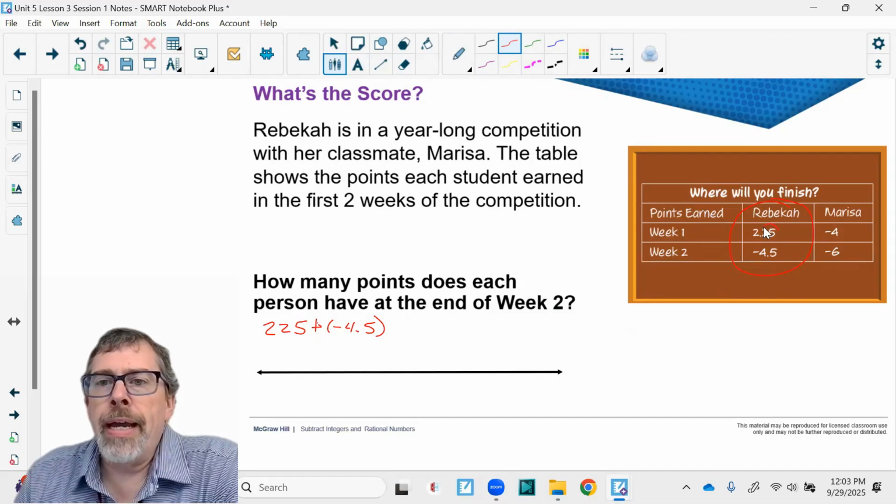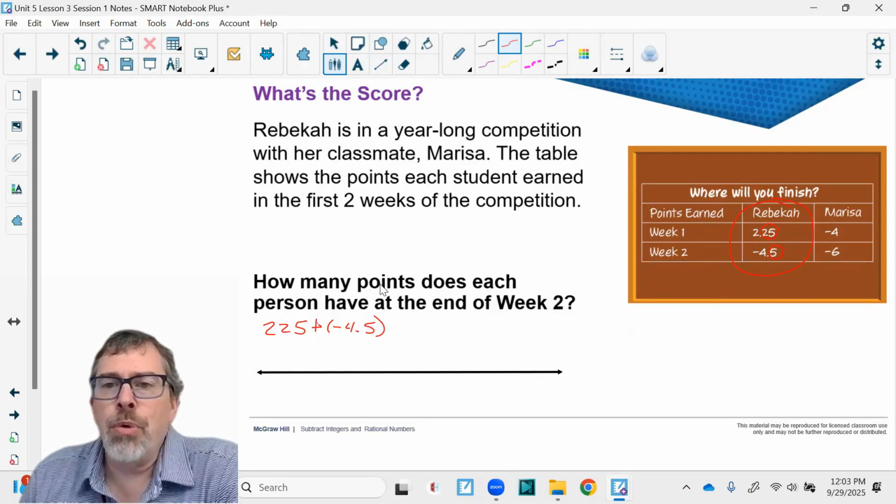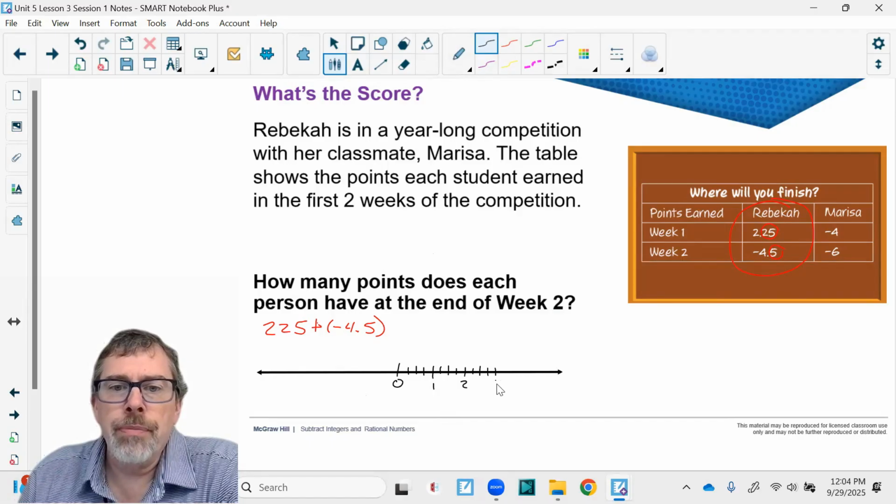I always look at the decimals when I'm creating my table or my number line, and 0.25 is a quarter, 0.5 is a half. So we're going in quarters. So we're starting, we need 0, and we're going to go up 1/4, 1/2, 3/4, and then 1. 1 1/4, 1 1/2, 1 3/4, 2. 2 1/4, 2 1/2, 2 3/4, 3.